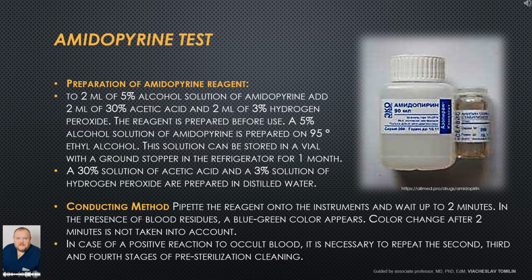Conducting method. Pipette the reagent onto the instruments and wait up to 2 minutes. In the presence of blood residues, a blue-green color appears. Color change after 2 minutes is not taken into account. In case of a positive reaction to occult blood, it is necessary to repeat the second, third and fourth stages of pre-sterilization cleaning.